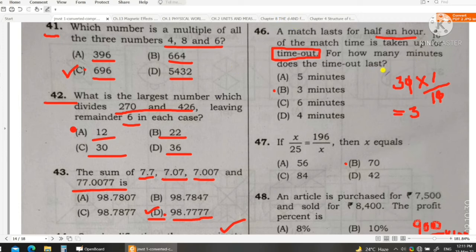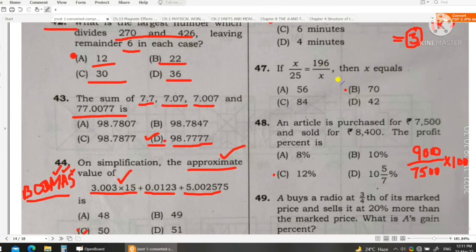ओके, तो क्वेश्चन में यही पूछा है कि ये जो रेस्ट लिया है इन्होंने, जो 1/10 है टोटल मैच टाइम का, वो कितने देर का है. तो देखिए यहाँ पर ये है 30 मिनट और ये 1/10 है, तो 30 को 1/10 से मल्टीप्लाई करेंगे then you will get the answer 3 minutes. So 3 minutes is the time for time out. Next question number 47, very easy.